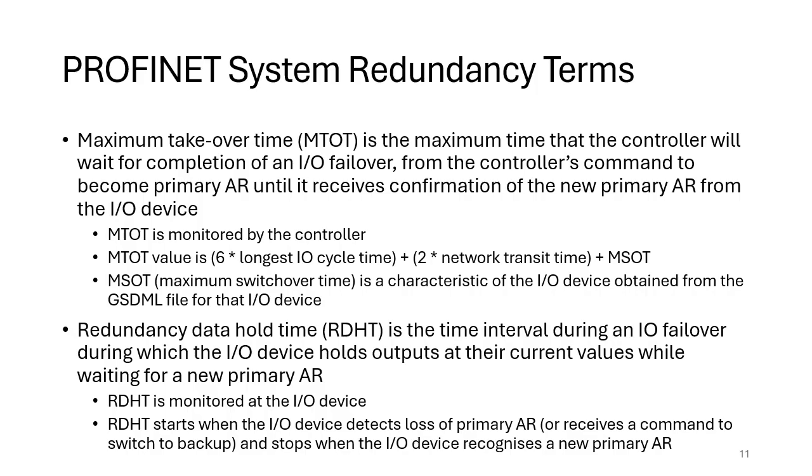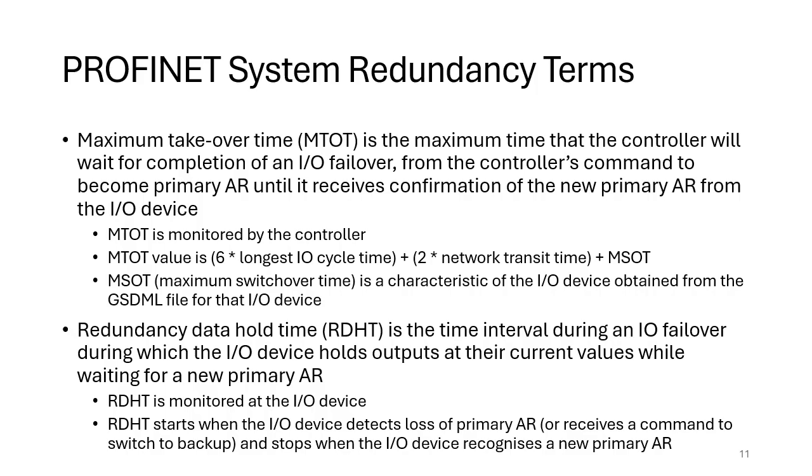There's another option here called the redundancy data hold time, or RDHT. This is the time interval during an I/O failover during which the I/O device holds outputs at their current values. Now the reason we have this is that it could be several milliseconds between a primary controller failing or the primary network failing and the backup controller or the backup network taking over.